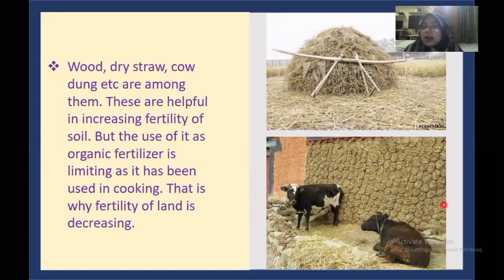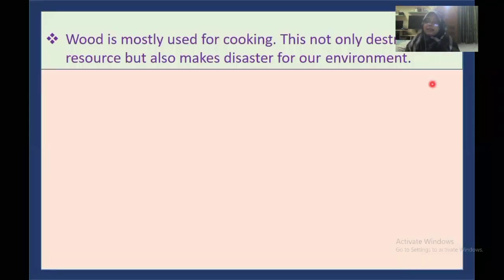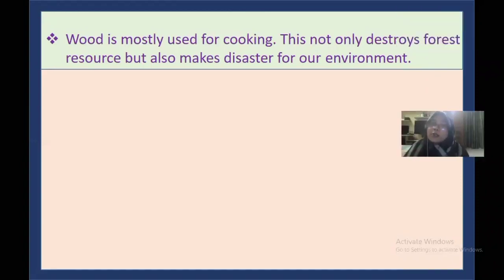You have seen a lot of times, if you have visited the villages, they used to store the cow dung in this way, and also they used to store the wood and dry straw in this way, and then they burn it to produce energy. They convert it into heat energy. Now, wood is mostly used for cooking. This not only destroys forest resources but also makes disaster for our environment.